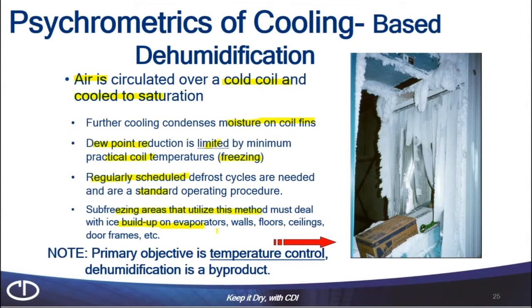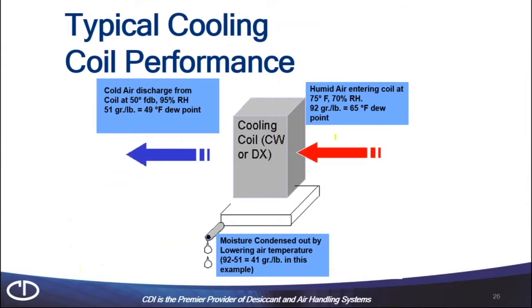Note that the primary function of the cooling coil is temperature control. That's really what we want that coil to do, is keep the temperature in the space what we want. Let's start and look at a coil in a normal temperature environment, meaning above freezing. Let's say we have a coil that's taking air out of a process room, 75 degrees, 70% relative humidity. That's about 92 grains. That represents a 65-degree dew point.